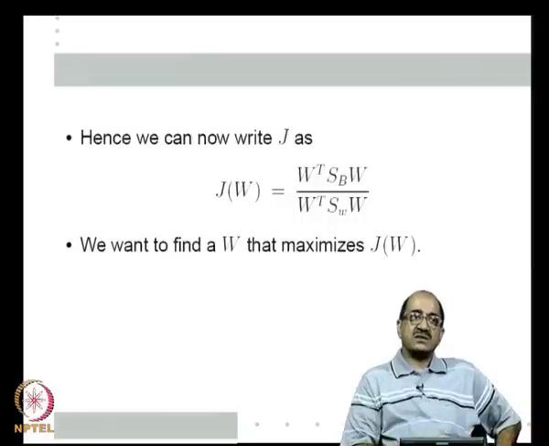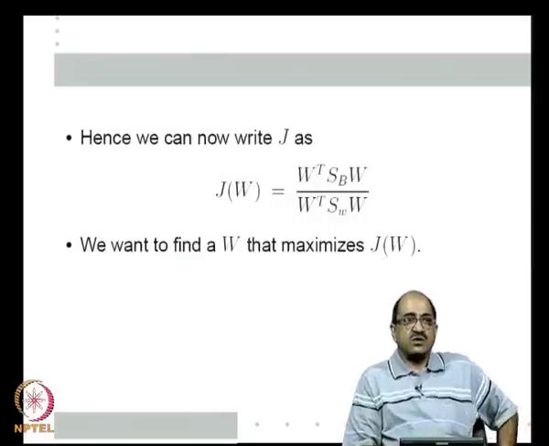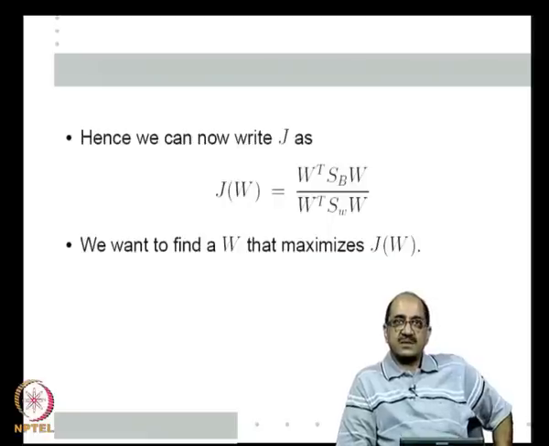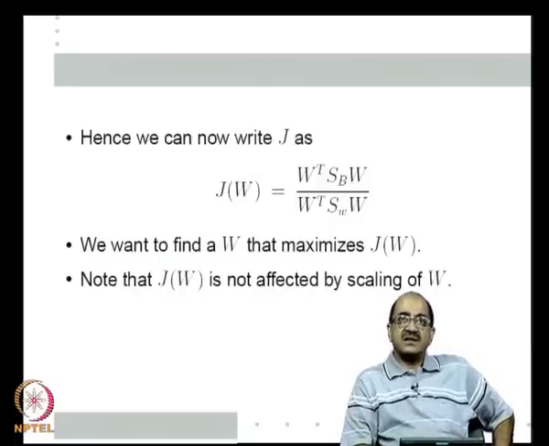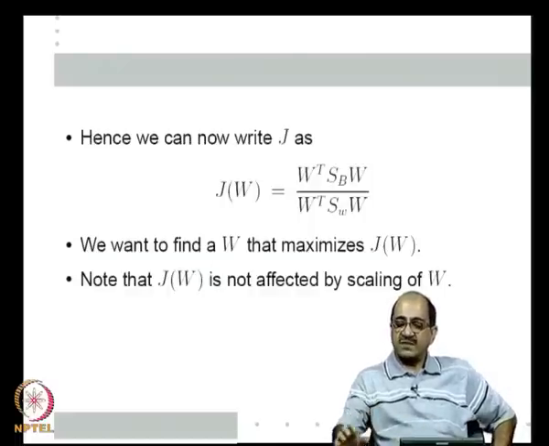Originally J of W is M1 minus M0 whole square by S0 square plus S1 square. Because both the numerator and denominator can be written as quadratic forms on some matrices, we have written them like that. So, this is the J that we want to maximize. Now, it is very clear that it is not affected by scaling. If W is replaced by KW, the K will cancel from both numerator and denominator. So, J of W is not affected by scaling of W, as it should be.